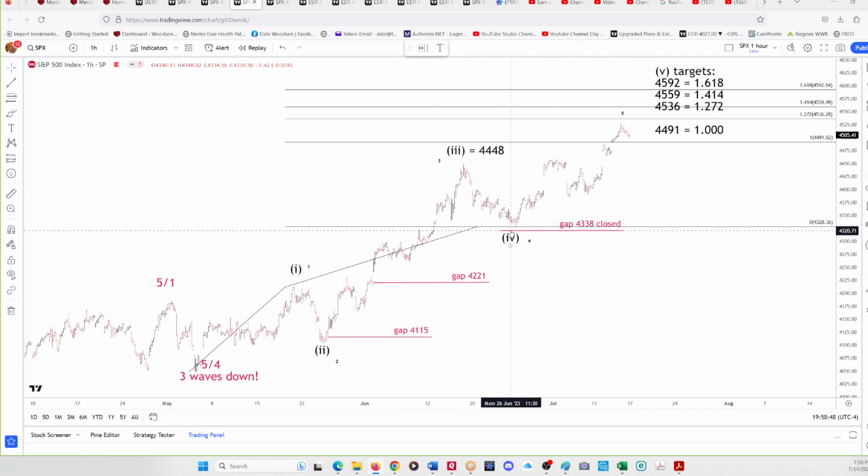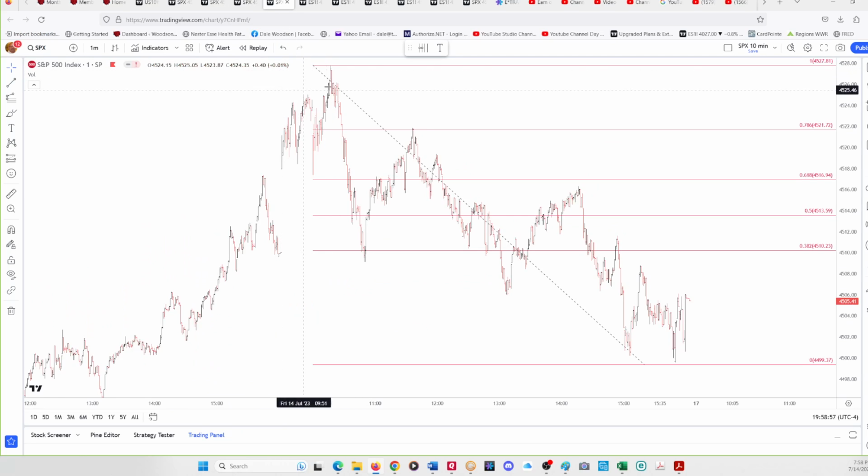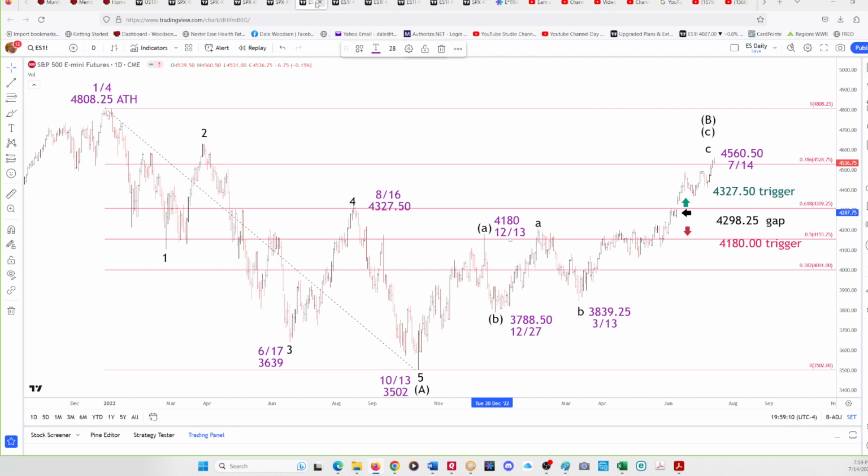Came down and closed this gap for the 4th wave. There's some remaining gaps there you can see. Okay, that's the hourly. Do we want to even get any closer? Well, that's the 1 minute. I was looking at that today to see if we can get 5 waves down and 3 waves up. Still way too early in that pattern to call for a trend reversal just yet.